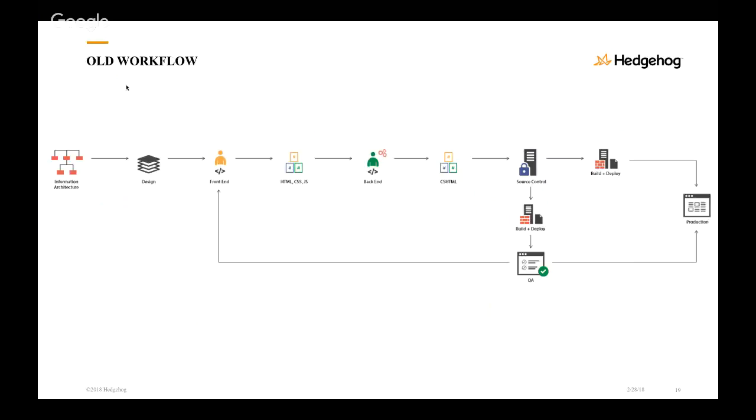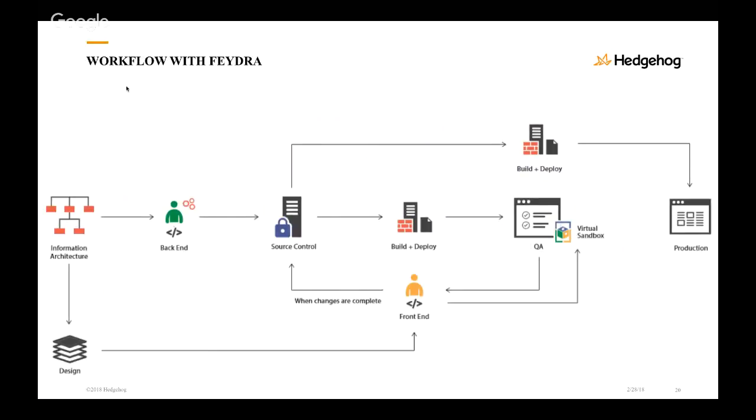This is the old workflow that we were talking about in the beginning. From delivering the UX, to splitting it, to the design, to the front end, splitting everything, back to the back end, again splitting the static content into the view, committing to the source control. Then we have build and deploy, and then we see the first change on, for example, the QA server. At one moment, we again have the build and deploy, and that goes to production. The workflow with Feydra changes rapidly.